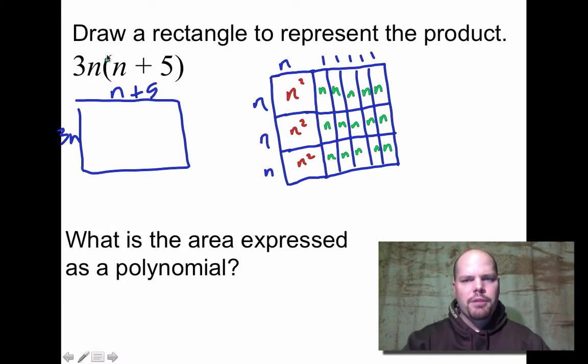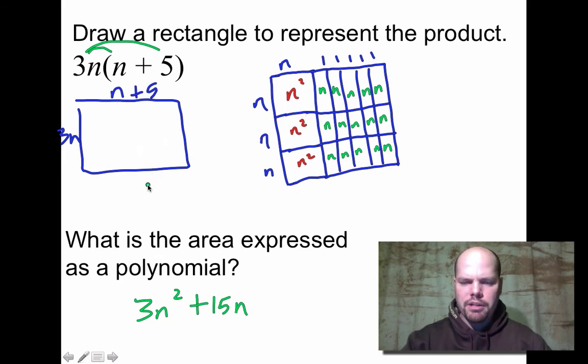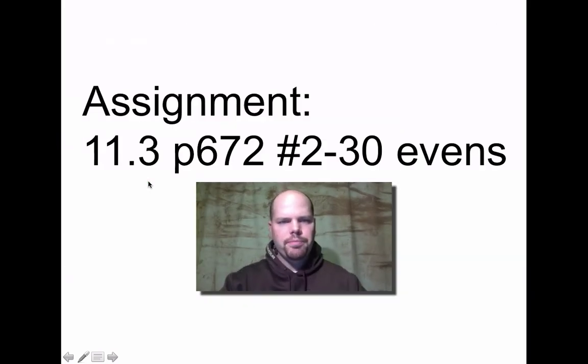Okay, so that leads us to, what's the area expressed as a polynomial? If we took the sum of these, I have 3n squareds, and then how many n's do I have? Well, I have 5 rows of 3, so that would be plus 15n. Or if I took the time to distribute, 3n times n is 3n squared, plus 3n times 5 would be 15n. So you can see how this can be represented a couple different ways using the area model of multiplication.